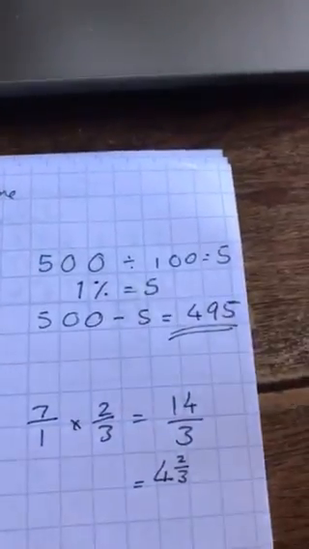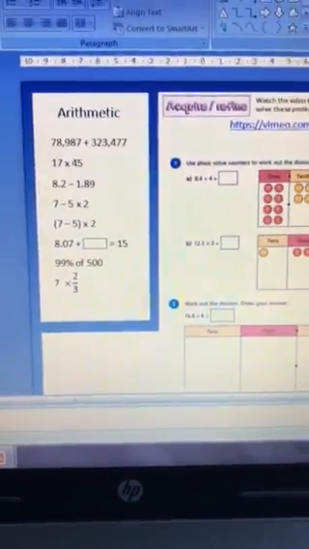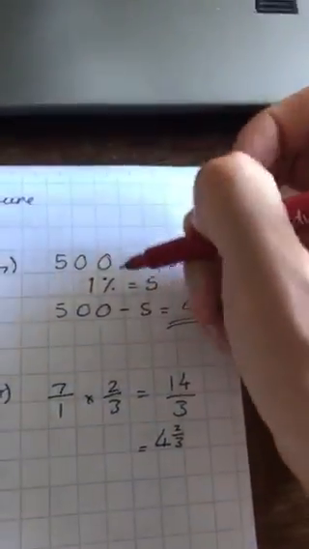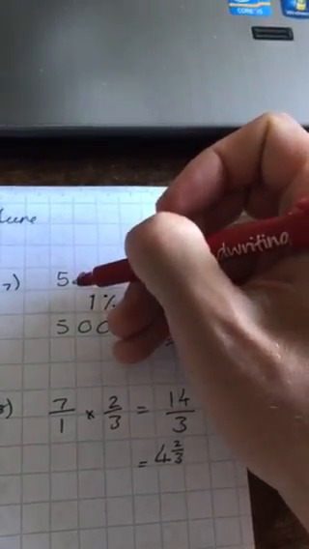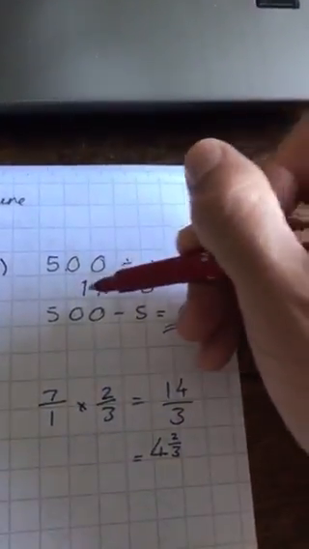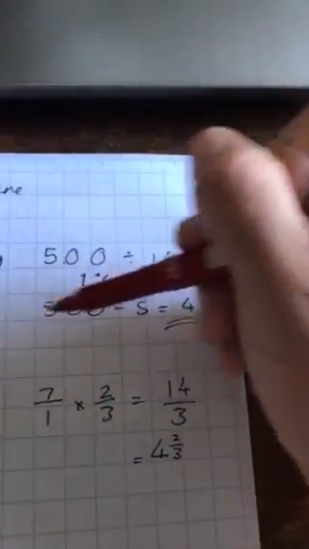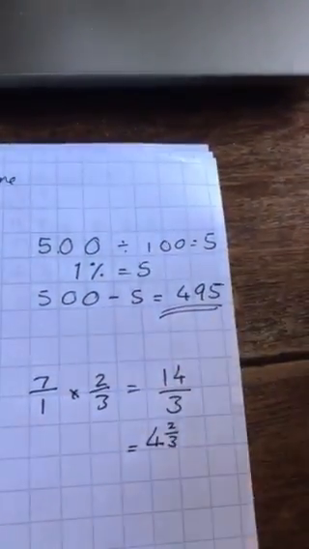On number 7, yes, number 7, got 99% of 500. So what I did was I found 1% by dividing by 100, to get 5. So 1% is 5, so if I take 1% away, I'll be left with 99%. 500 take away 5, 495.